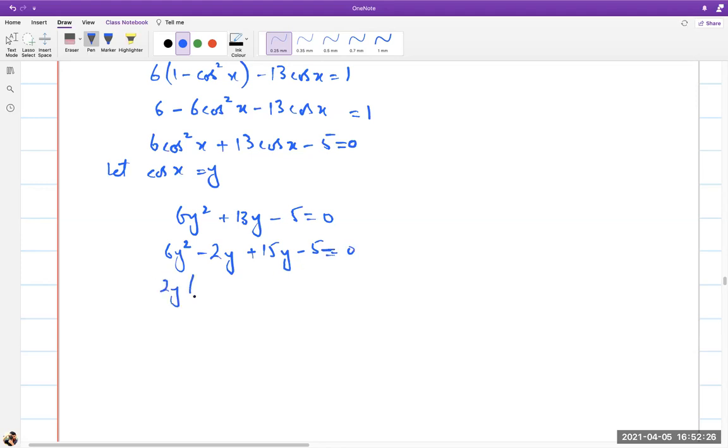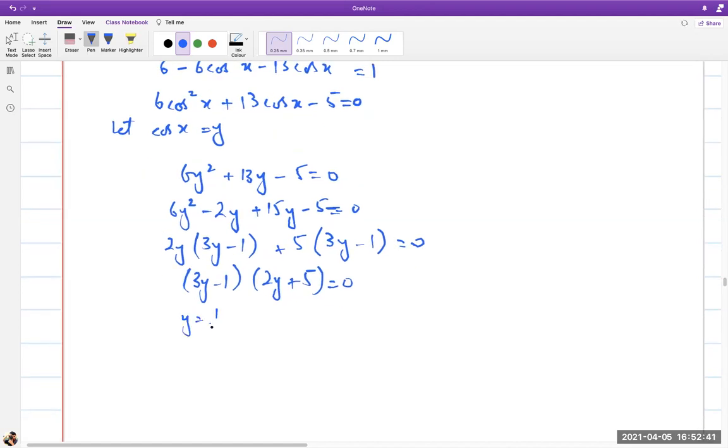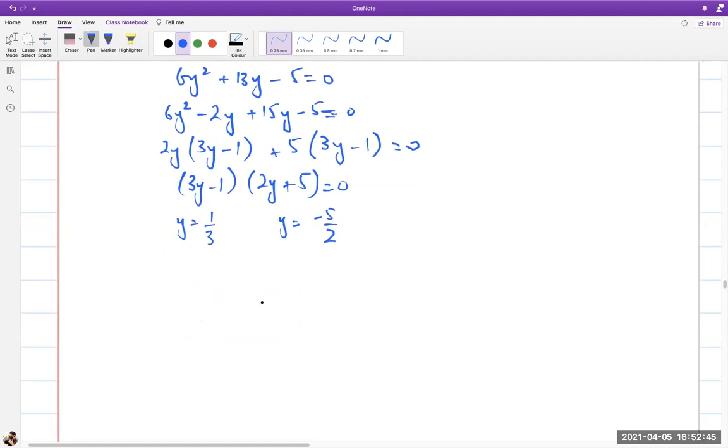So this is 2y, 3y minus 1, and this is 5. So 3y minus 1 again equal to 0. That gives me 3y minus 1 and 2y plus 5. That is going to be y is 1 by 3 and y is minus 5 by 2. I have two answers, one is positive, one is negative.